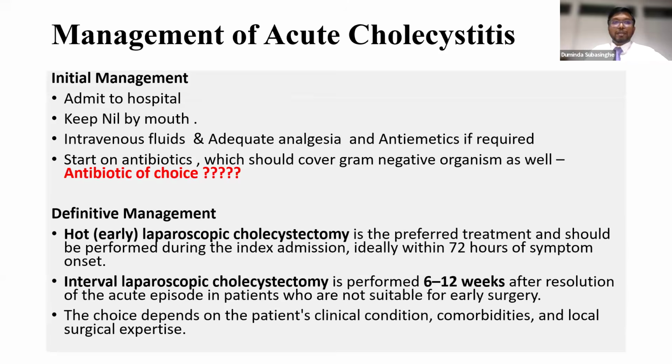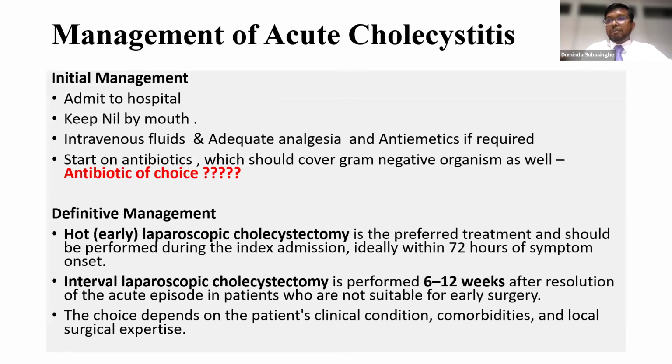So these are the management aims. Again, usually it's interval cholecystectomy. You wait 6 weeks for the inflammation to reduce. But if you have theater time, if you have expertise, if your patient is stable, again, you can attempt a hot cholecystectomy, just a mention only.